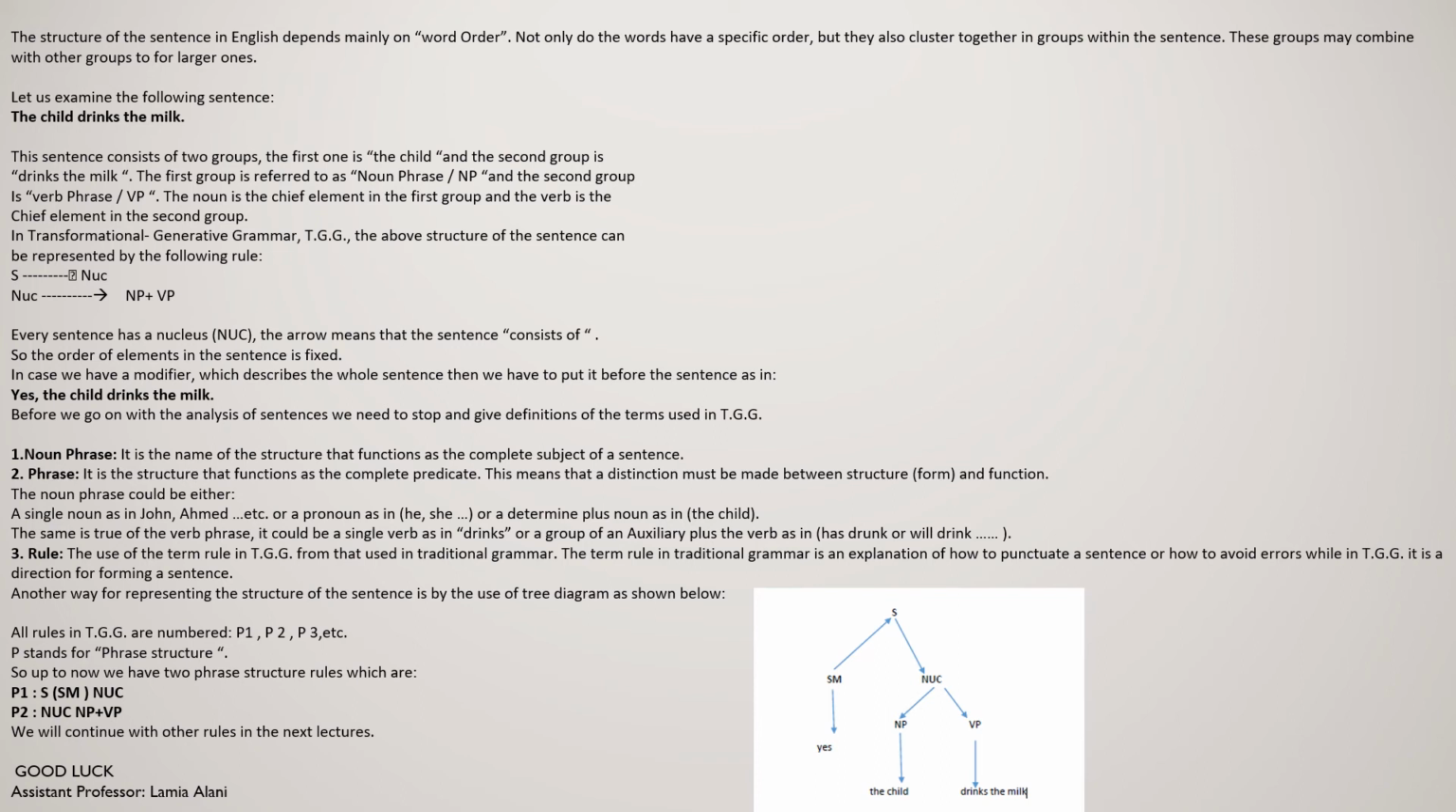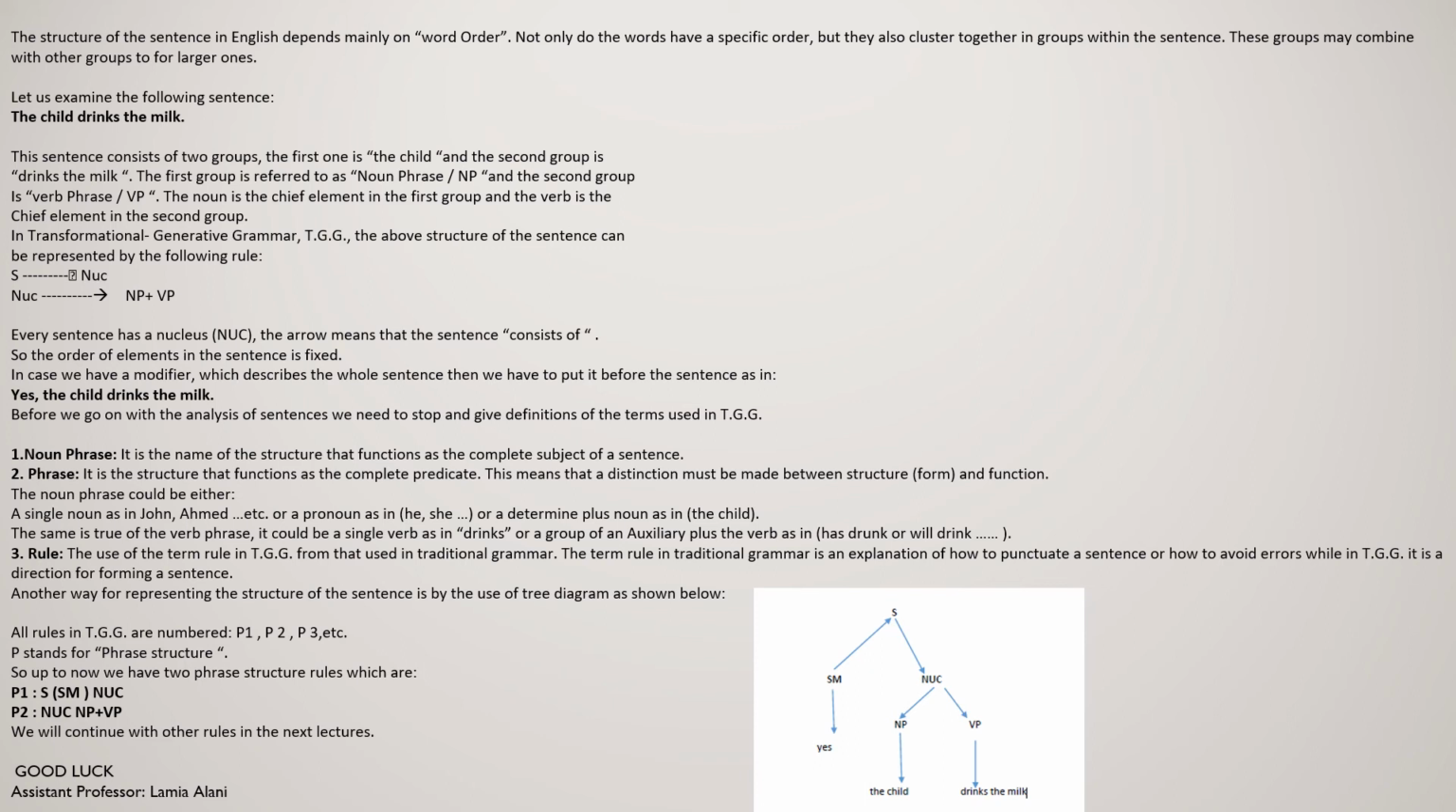The same word rule is used both in traditional grammar and in transformational grammar, but they have different meanings. You might be asked, how different is the term rule in traditional grammar and in transformational grammar? You have to say, in traditional grammar, it is an explanation. It helps me to punctuate a sentence. It helps me to avoid errors. But in TGG, no, it directs me how to form a sentence.